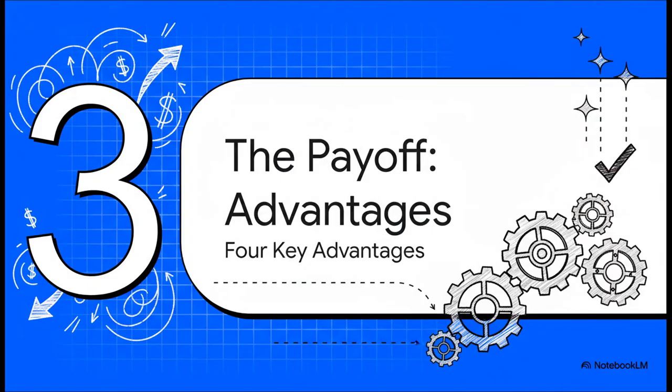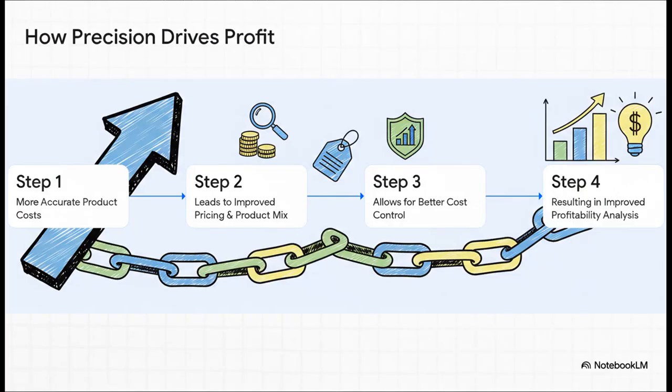Okay, so we've nailed down the ideal situation for using ABC. If your business checks those boxes, high overhead, diverse products, complex operations, what's actually in it for you? What's the payoff? Let's dig into the major benefits this kind of precision can really unlock. It all kicks off this incredible chain reaction.